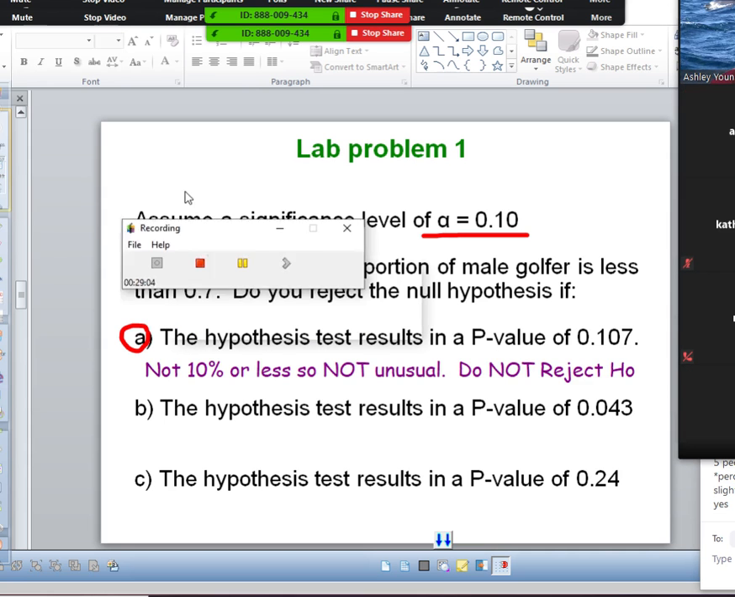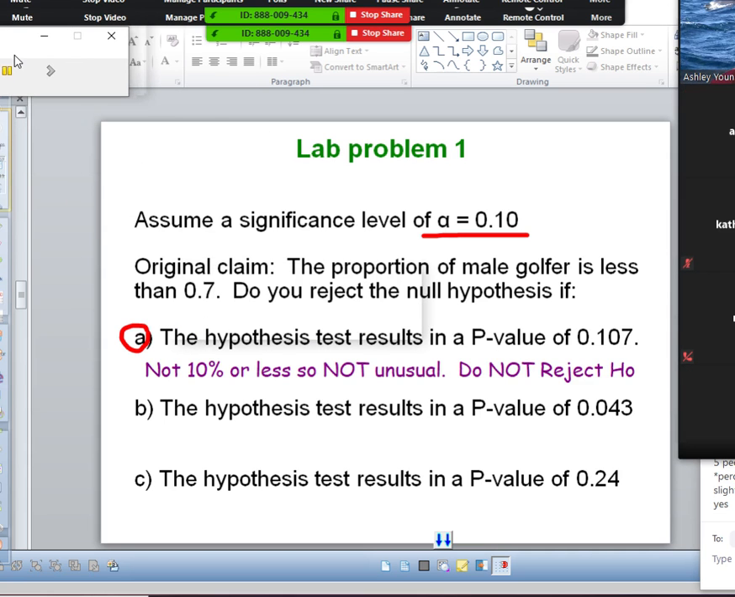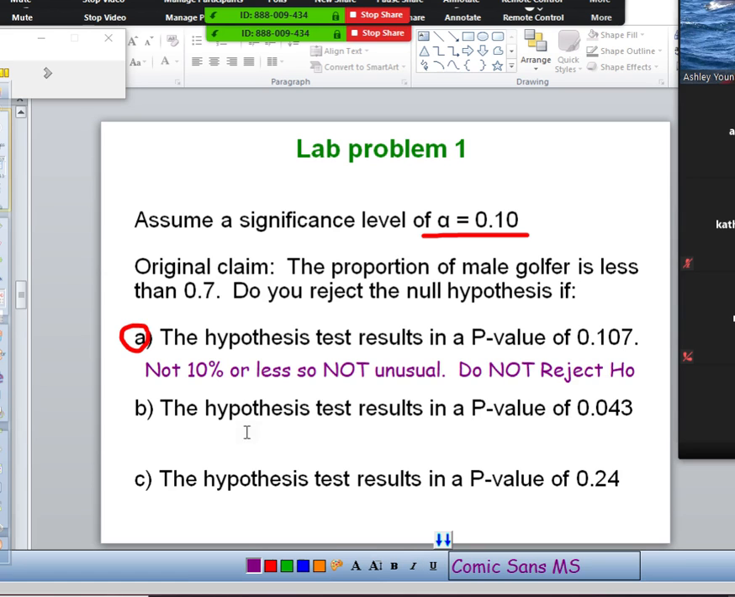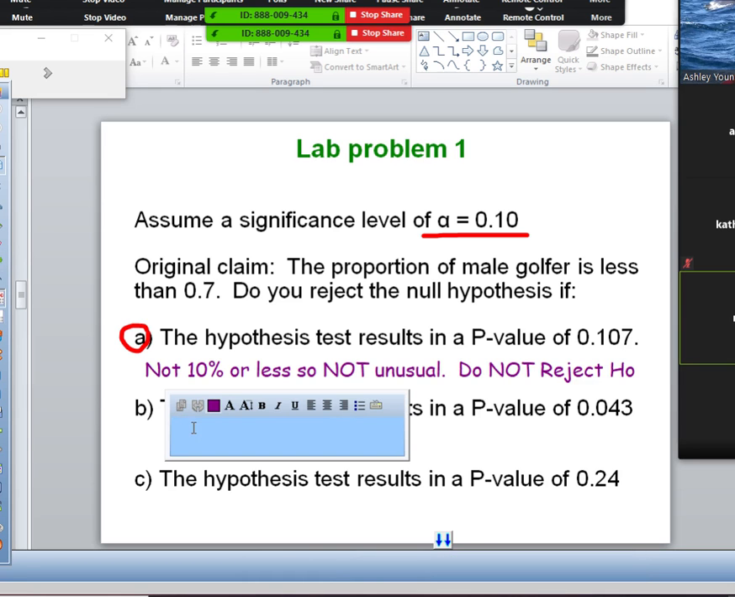Good deal. All right, so let me ask you guys this question then. Hypothesis test, this one here, results in a p-value of 0.043. So, Rosie, is this one unusual or not unusual? It is unusual, so you would reject it. Yep. Reject H naught. Great.